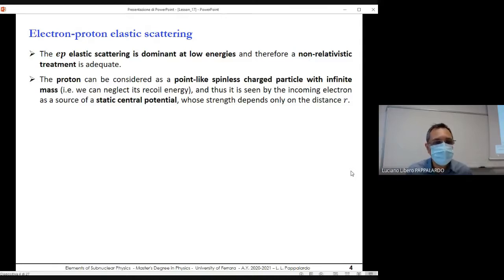In this regime, the proton can be considered as a point-like, spinless, charged particle with infinite mass. This infinite mass approximation means that we can neglect its recoil energy. So the energy involved in the process is so low that we can assume that the proton stays at rest. No recoil. And so the proton is seen in this regime by the electron as a source of a static central potential, whose strength depends only on the distance r.